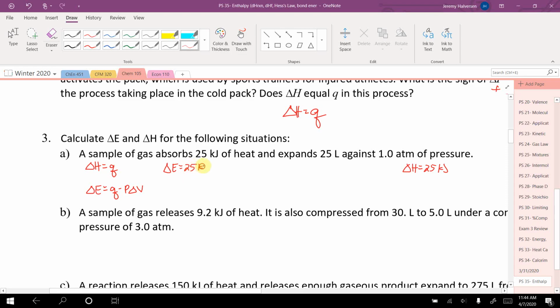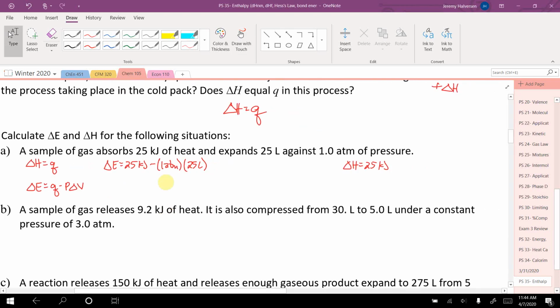So we have 25 kilojoules minus, and expands 25 liters against 1 atmosphere of pressure. Pressure is 1 atmosphere. It expands, so my change in volume is positive 25 liters. The problem here is these units don't make sense. This is kilojoules, and this is liter atmospheres. And so we're not able to just add or subtract those, so we need to change these to make sure the units are the same.